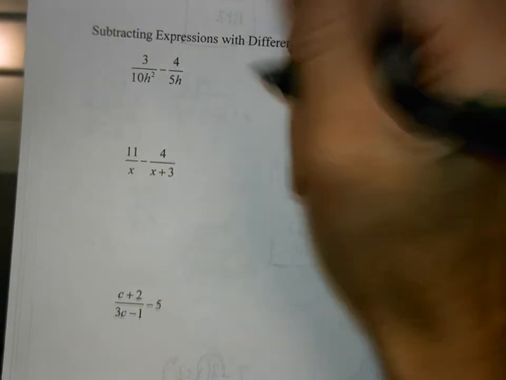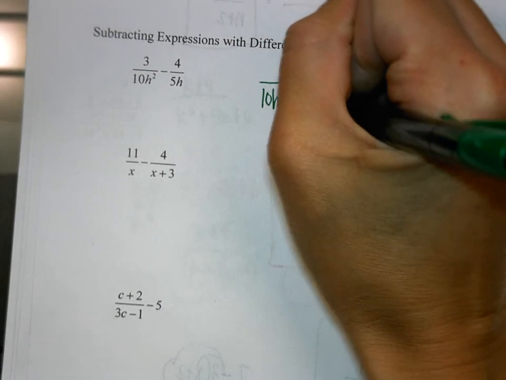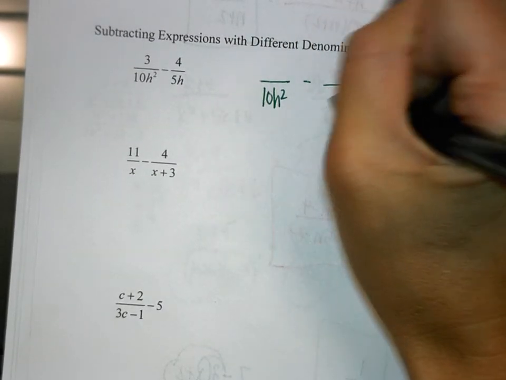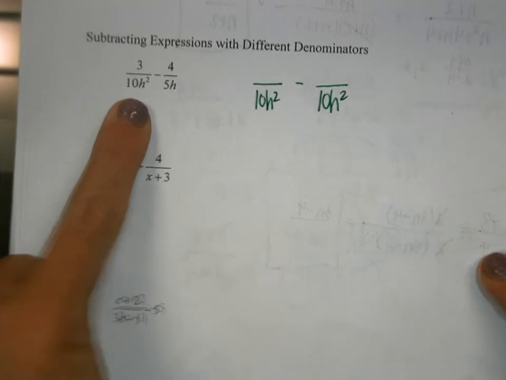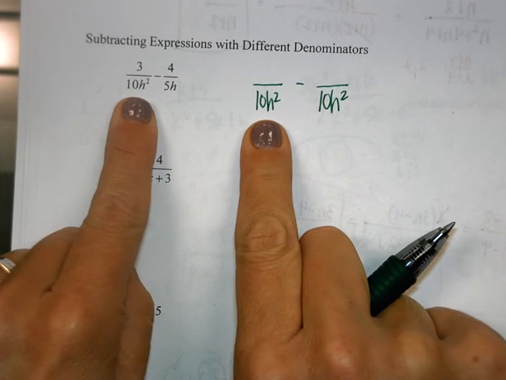10h to the second is correct. So I'm just going to rewrite this with my common denominators. And then I go back to this problem. And what do I have to multiply 10h to the second by in order to make it 10h to the second?